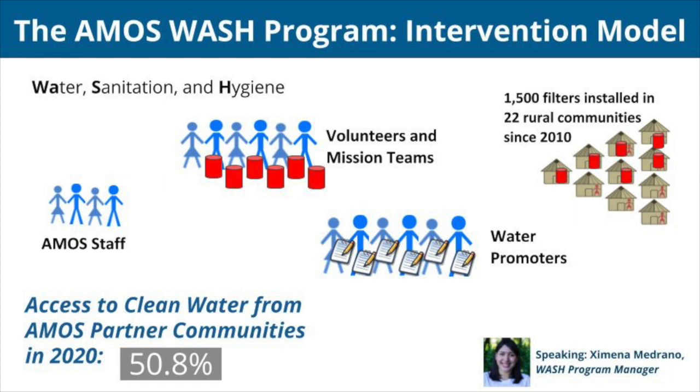Each community is divided in sectors, and there is a water promoter in each sector. So that's the goal. Right now, we have this model in 2 regions, Rax and Chinandega.